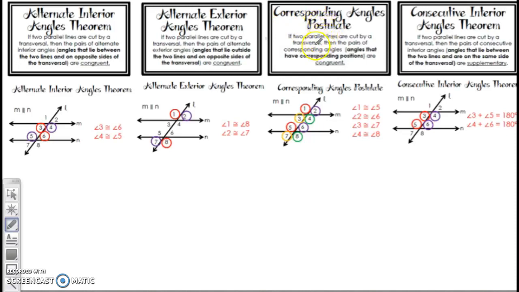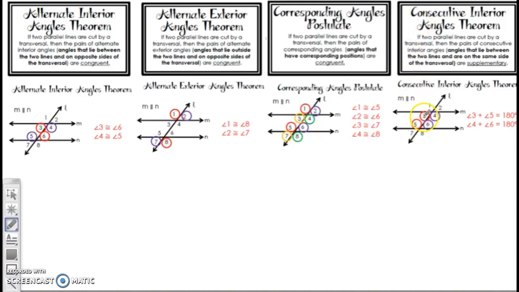Corresponding angles, I always remember these as same side, skip an angle. So you want to be on the same side of the transversal and you want to skip one angle. So for example, angle 1 corresponds to angle 5. We stayed on the same side of the transversal and we skipped angle 3. So corresponding angles, they're all congruent, and the way you think of them is same side, skip an angle. So if I start with angle 8, I'm going to skip 6 and end up at 4. Those are corresponding. The last one is consecutive interior angles, and these are not congruent.